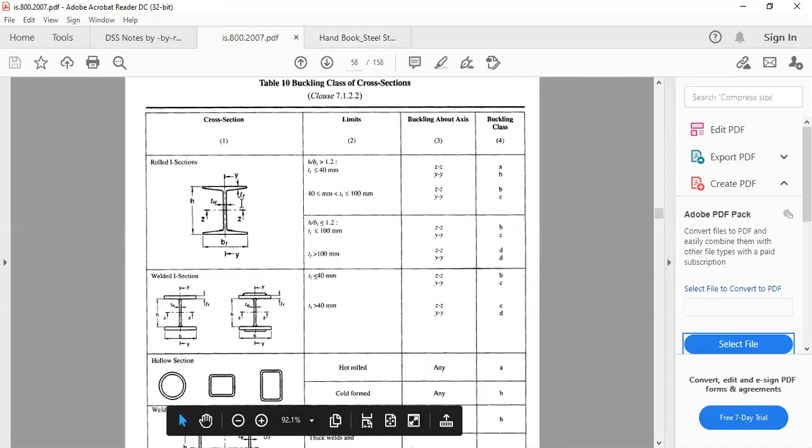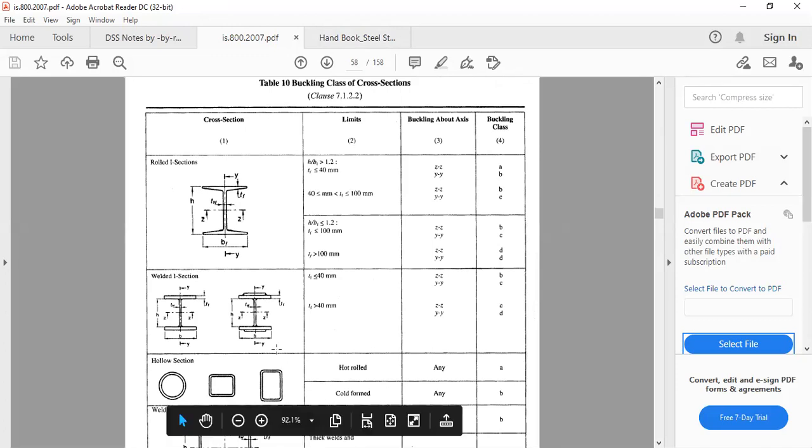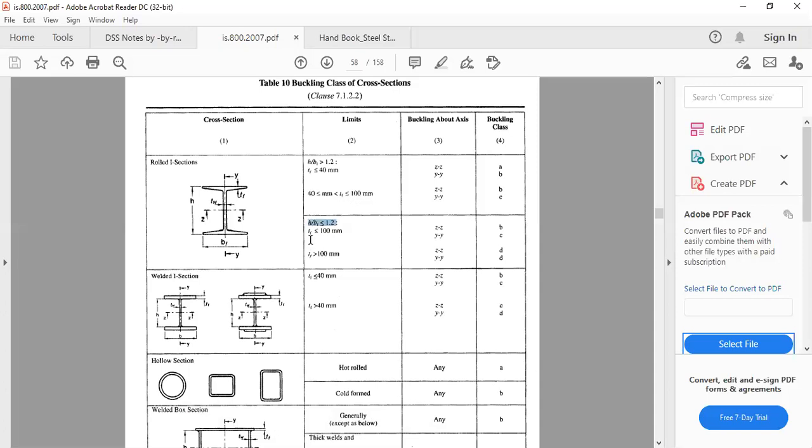So here the buckling class. H by BF we have to calculate first. The H value we know is 300, breadth of flange is equal to 250. So the value becomes 1.2, less than or equal to 1.2. Next, the thickness of flange is 10.6.